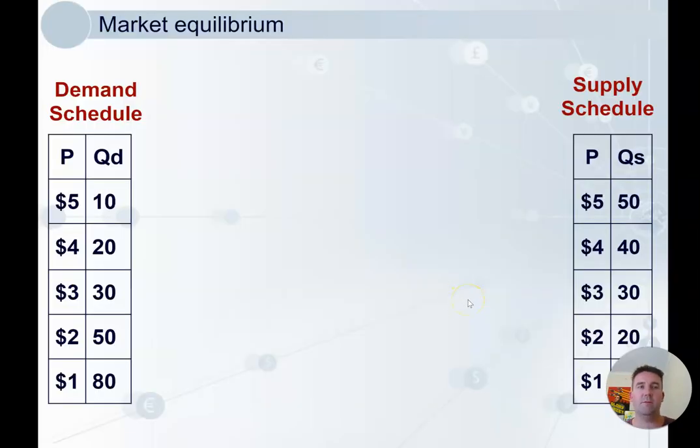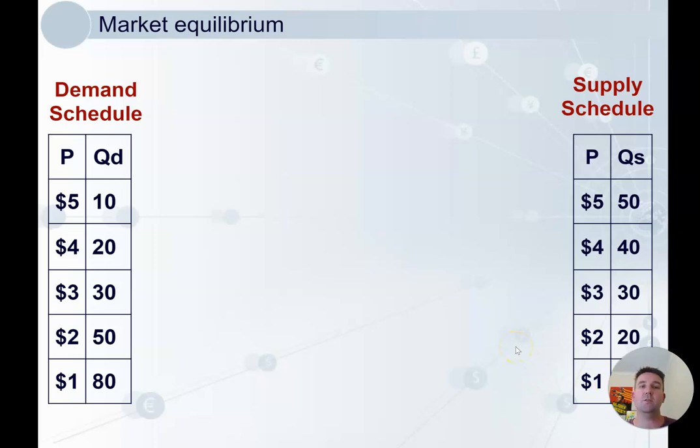What I've got for you here is a demand schedule on the left and a supply schedule on the right. So this is how much quantity of this good is demanded at each price. This is how many producers are willing to sell at each price. So that last one says $1.10.